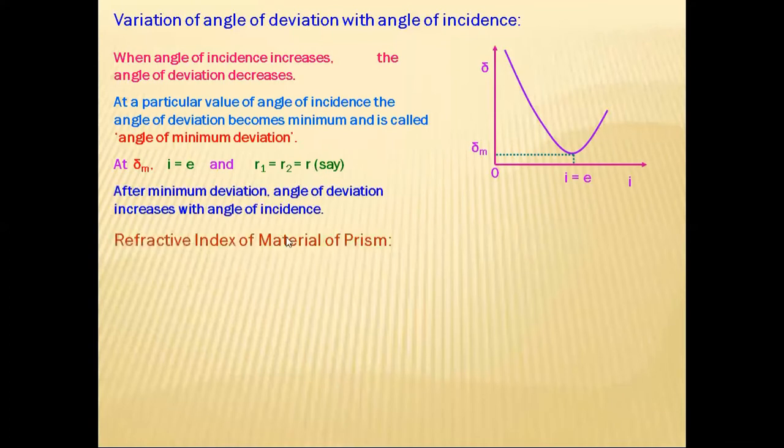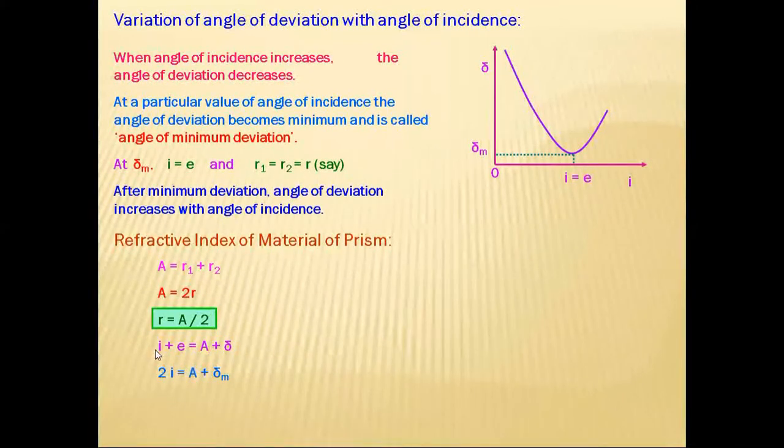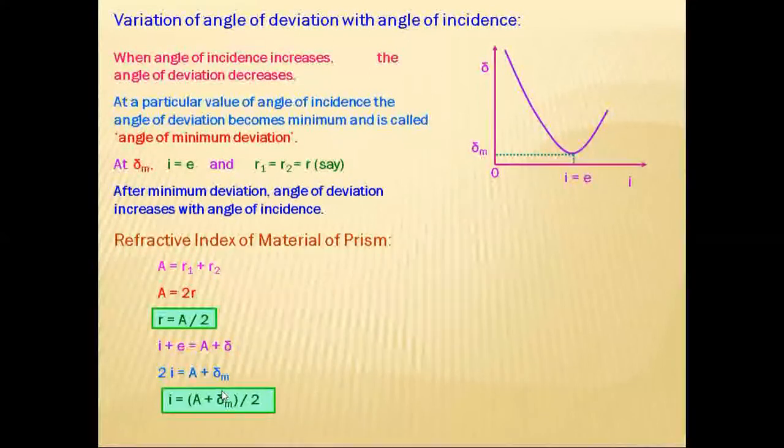This is called minimum deviation, and we know that A is equal to R1 plus R2, then A is equal to twice R, because both are the same. So R is equal to A by 2, and we also know that I plus E is equal to A plus phi in the main equation. So 2I is equal to A plus delta m, because I and E are the same at minimum deviation. So I is equal to (A plus delta m) by 2, that is the minimum deviation.